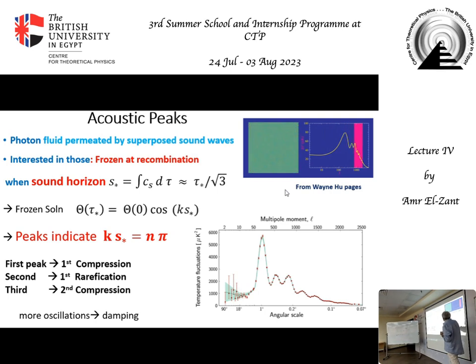So this is the first compression. This is a wave that has gone through one compression, a sound wave. It has gone through one compression at recombination. You're seeing the wavelength that has gone through one compression. Shorter wavelength will go through many compressions. Longer wavelength here will not go through any compressions. And this is the first rarefaction. And this is the second compression, rarefaction, and so on.